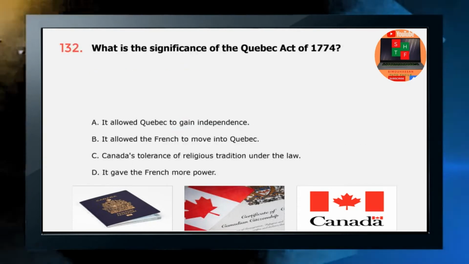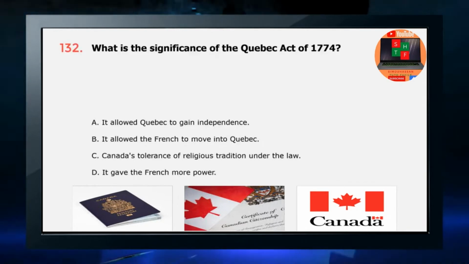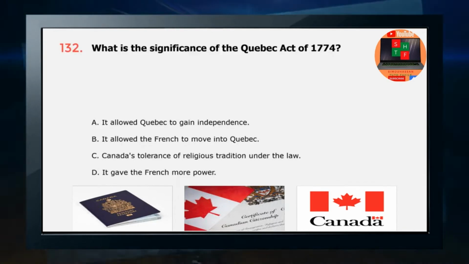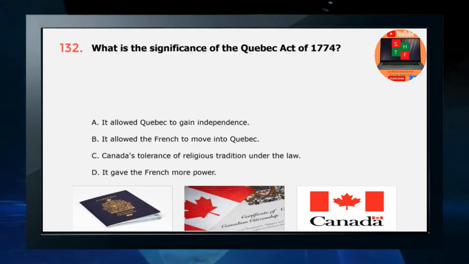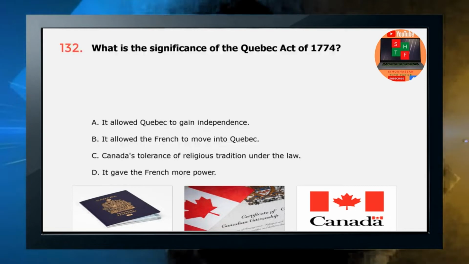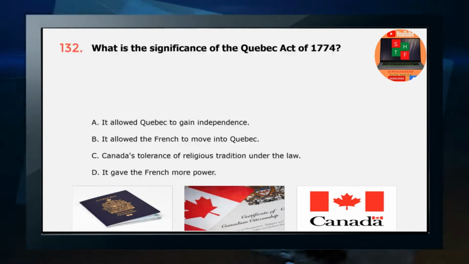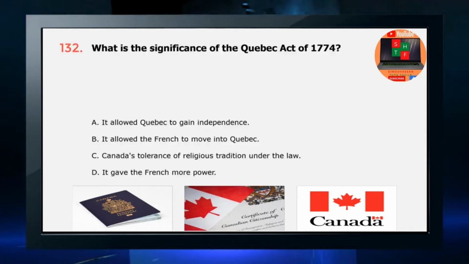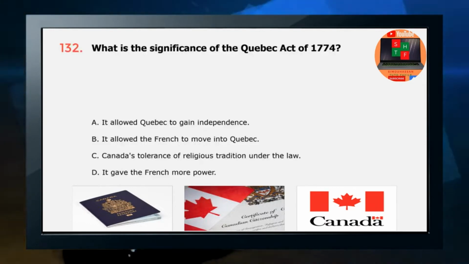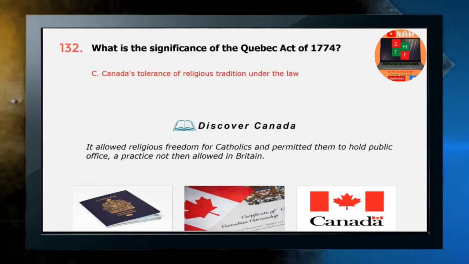Question 132. What is the significance of the Quebec Act of 1774? A. It allowed Quebec to gain independence. B. It allowed the French to move into Quebec. C. Canada's tolerance of religious tradition under the law. D. It gave the French more power. The answer is C. Canada's tolerance of religious tradition under the law.